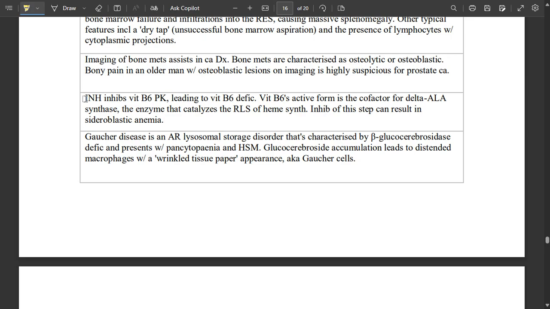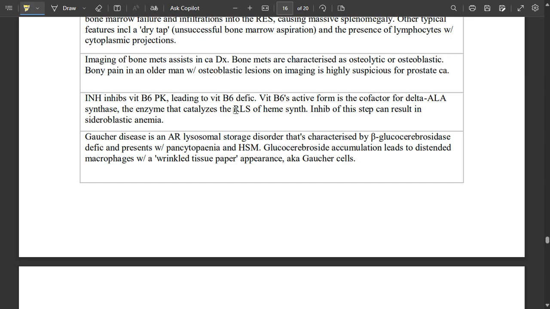Vitamin B6's active form is the cofactor for delta-ALA synthase. So delta-ALA synthase is required in the heme synthesis pathway, in the early cycle, where succinyl-CoA and glycine combine to form ALA. So ALA synthase requires a cofactor, which is vitamin B6. So vitamin B6 deficiency causes less formation of delta-ALA, the catalysis of which is the rate limiting step of heme synthesis. Inhibition of this step can result in sideroblastic anemia.